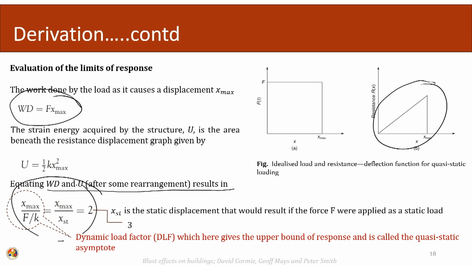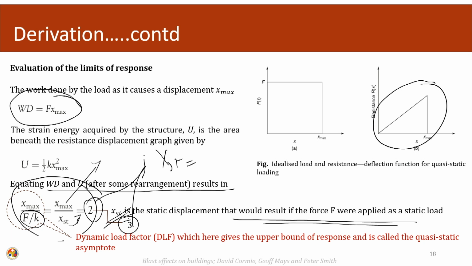representation, where xst is the static displacement, denoted by the magnitude of the forcing function and the equivalent stiffness. This xst is the static displacement that would result if the force was applied as a static load. So, x max is the magnitude of the dynamic response, and xst is the static one. They can lie in the region of 2 to 3.